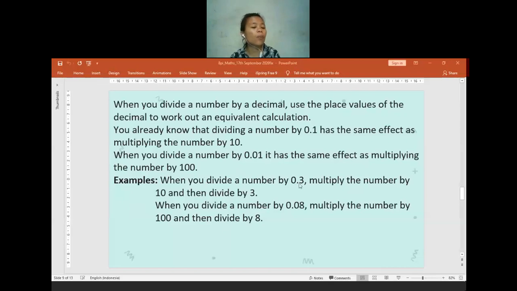Now we have 0.3. Here, for division, maybe to make it easier, I will just change it into a fraction. 0.3 will be the same thing as 3 over 10, right? Is there anyone who disagrees if I change 0.3 into 3 over 10? Is there anyone who disagrees or gets confused?